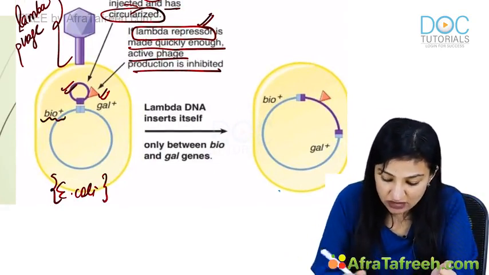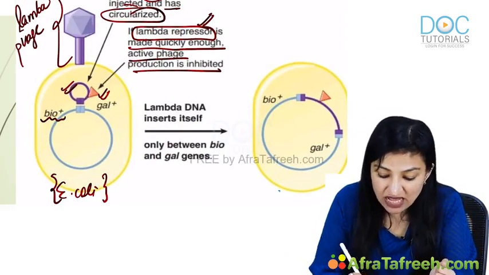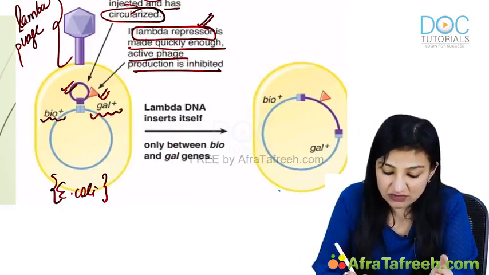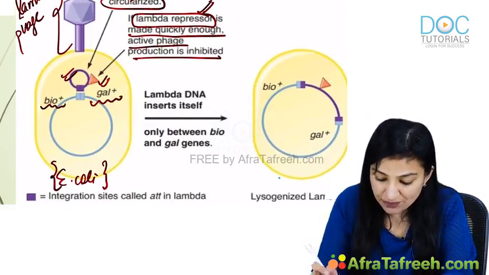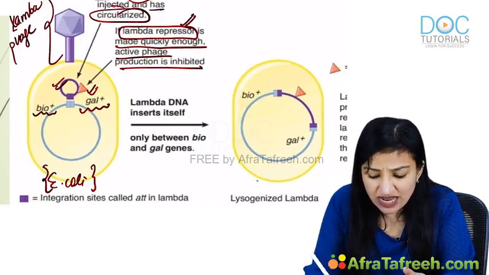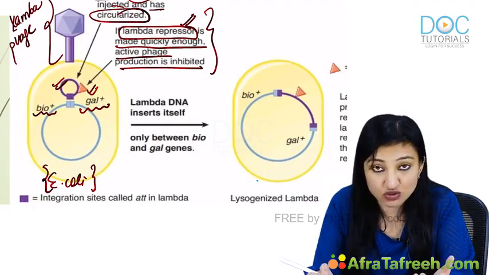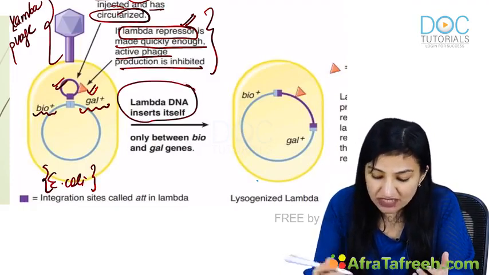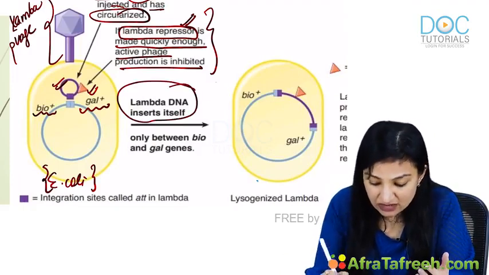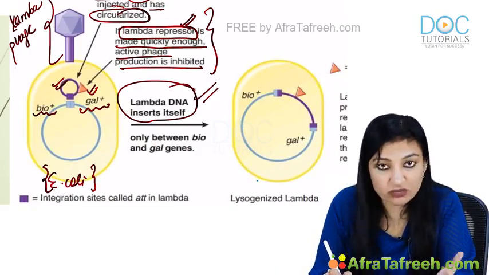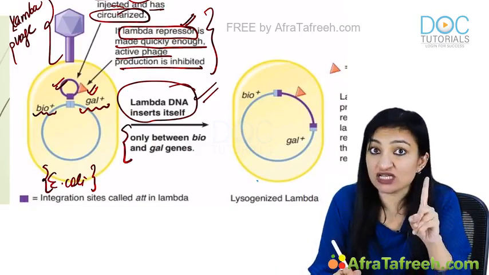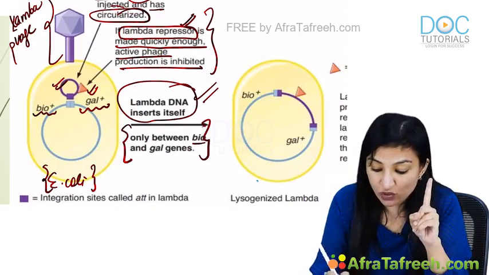One is for the synthesis of biotin, that is bio plus, and the other one is for galactose metabolism, that is gal plus. So what happens, the lambda repressor protein is not anyways going to allow the lambda phage to multiply. So lambda does what? It is bored. So lambda DNA inserts itself into the bacterial chromosome, but specially and only between the bio and the gal genes.